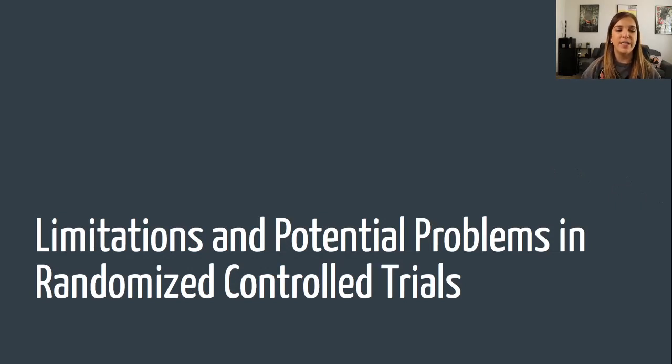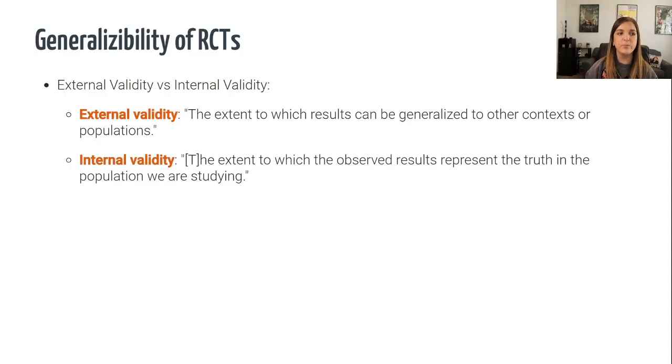Good. Now let's move on to limitations and potential problems in randomized controlled trials. Let's talk first about the generalizability of randomized controlled trials. This is something that Angus Deaton talked about in the video that you had to watch. And it's basically this idea of external validity versus internal validity. External validity relates to the extent to which results can be generalized to other contexts or populations, given your field experiment results. And internal validity is the extent to which the observed results actually represent the truth in the population that we're studying, okay?